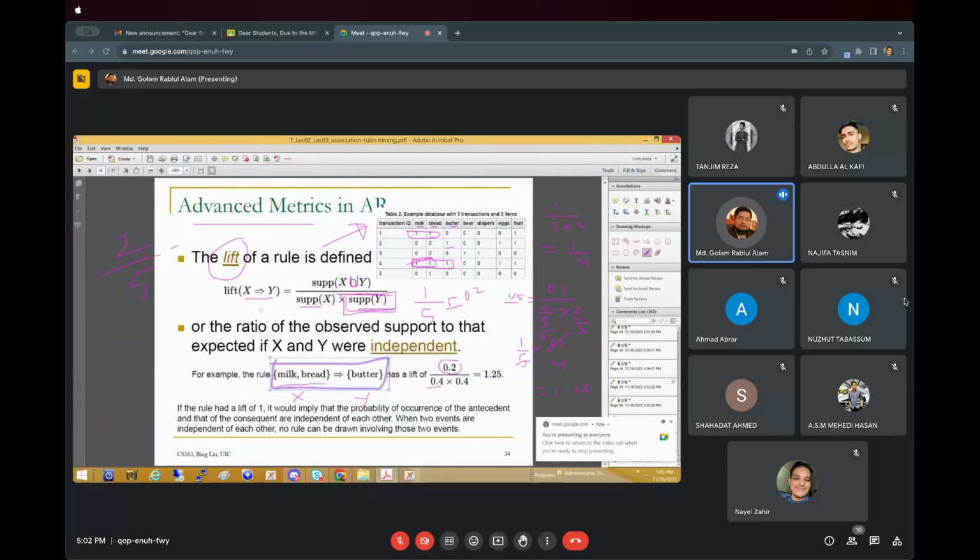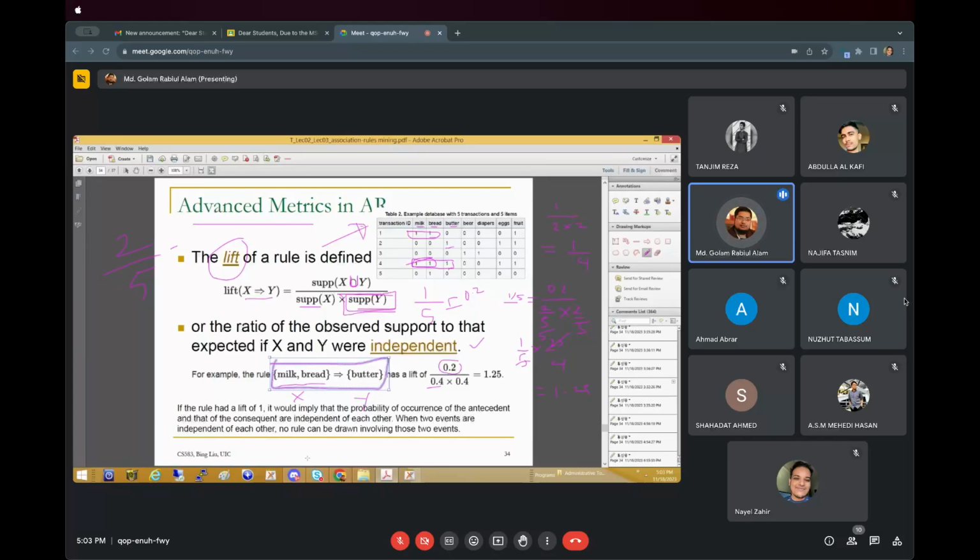So okay, in this way we can calculate the lift. Lift equal one means x and y are independent. Based on our lift, we can define more observations. If x and y are independent, that means they have no correlation, or you can say we cannot make an association between x and y if we get a lift of just one.